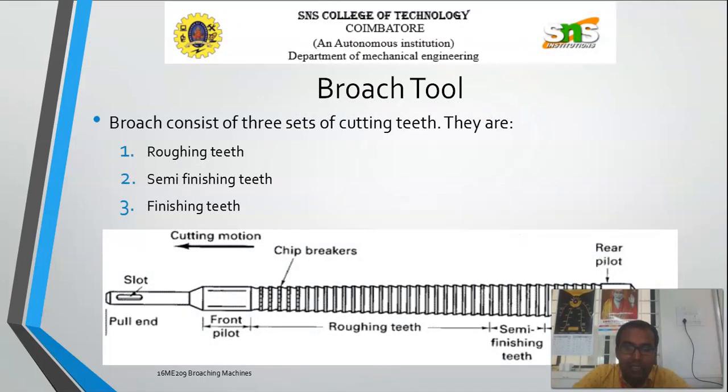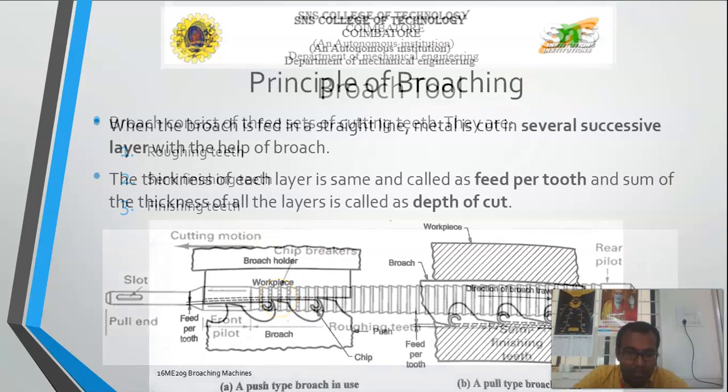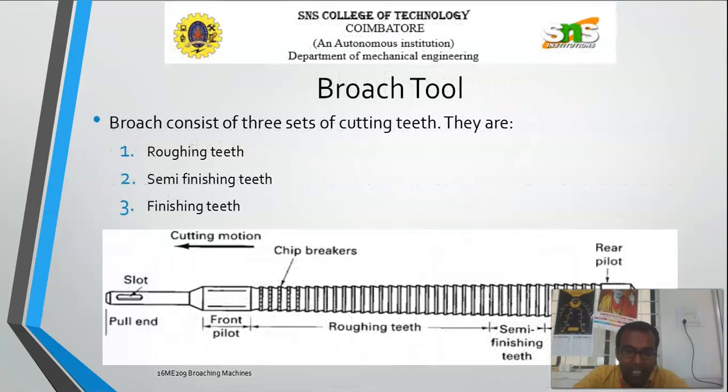Next, this is the broach tool. Majorly, the broach tool consists of three sets of cutting teeth: roughing teeth, semi-finishing teeth and finishing teeth. When we look into the diagram, we can clearly see that from this portion to this portion it is roughing teeth, then this is the semi-finishing teeth, and the next portion is the finishing teeth.